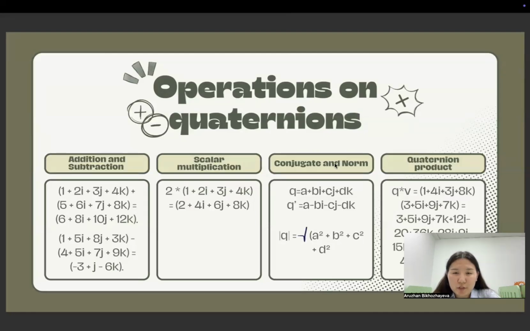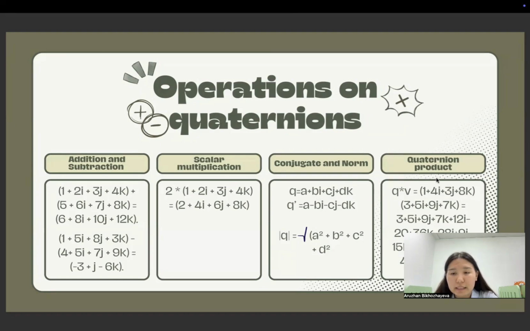So what about conjugate and norm? We know these terms from complex numbers, right? And it's similar with quaternions. The quaternion conjugate can be computed by negating the vector part of the quaternion, i, j, and k. And its norm equals the root of the sum, and you just square each part of the quaternion, ignoring the i, j, and k part.